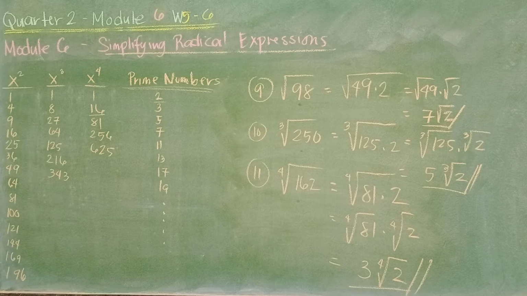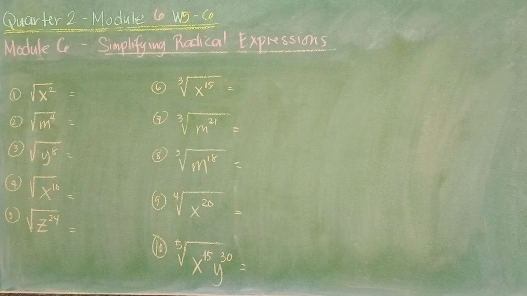Now, dun tayo sa may variable. Paano kung variable yung sinisimplify? For the following examples, what if sinisimplify naman natin yung radical expression ng mga variable? For number 1, we have the square root of x raised to 2. Number 2, square root of m raised to 4. Next is the square root of y raised to 8, square root of x raised to 10, square root of z raised to 24, cube root of x raised to 15, cube root of m raised to 21, cube root of m raised to 18, fourth root of x raised to 20, fifth root of x raised to 15, y raised to 30. So, paano sila simplify yan?